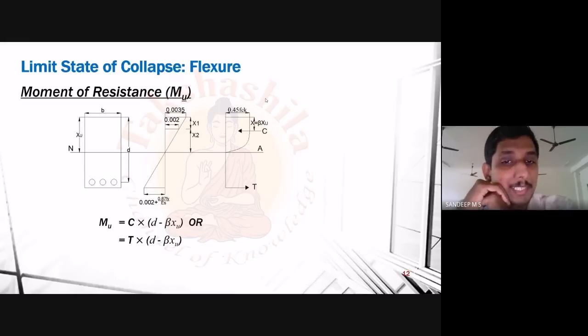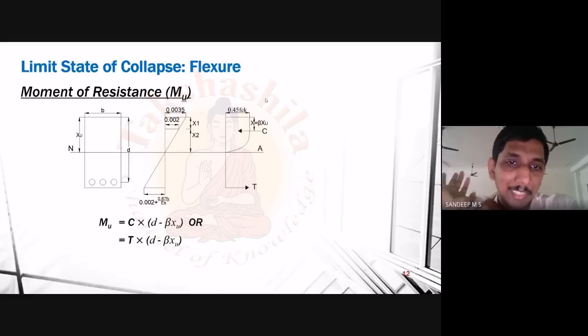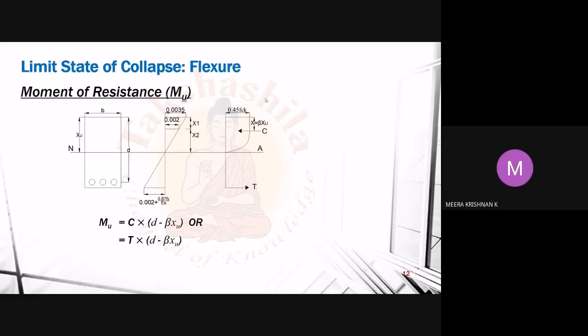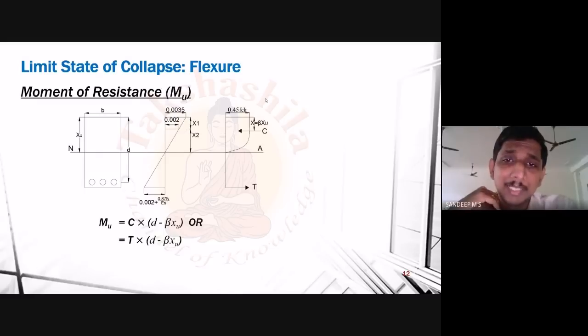What will be the value of compression and tension when I am not applying any load on the structure? Please assume that the self weight is also 0. Both the C and T will be 0. Now I am slowly increasing my load from 0 to 1, 2. Likewise, I am just going on increasing. So what will happen to C and T? C and T also will start increasing with the increase in the external load.